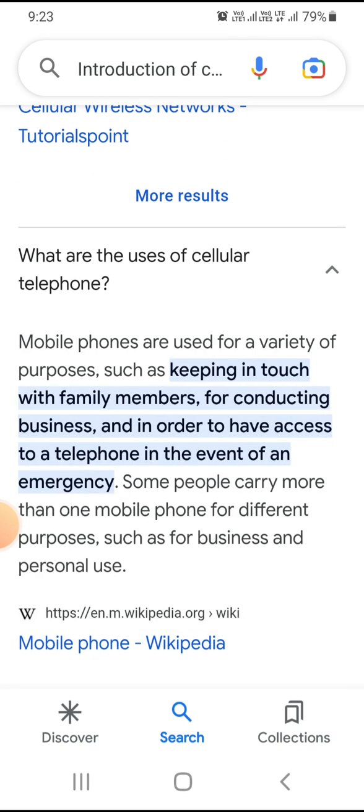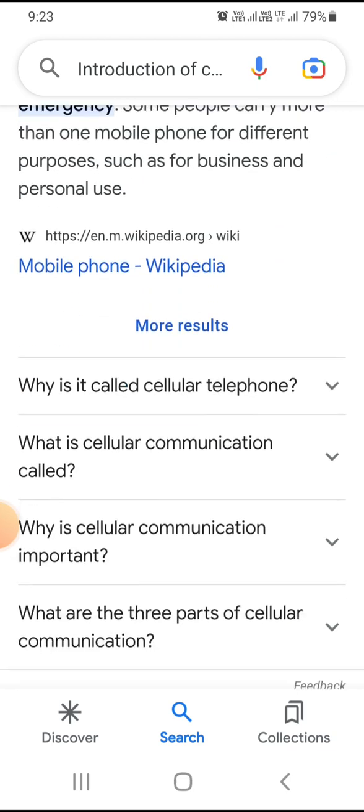What are the uses of cellular telephones? Mobile phones are used for a variety of purposes, such as keeping in touch with family members, conducting business, and having access to a telephone in the event of an emergency. Some people carry more than one mobile phone for different purposes, such as business and personal use.